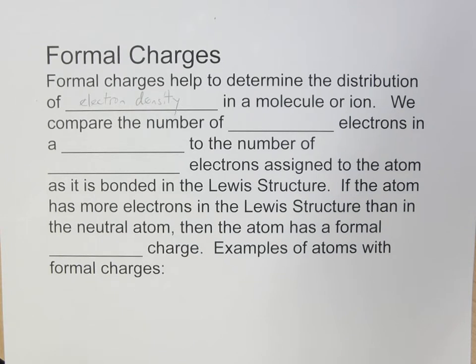So wherever there's an excess of electrons, you're going to have a negative charge, and wherever there's a deficiency of electrons, you're going to have a positive charge. So this idea of formal charge is an accounting tool. Formal charges are not real charges, but it's an accounting tool to give us some kind of indication of whether there's going to be positive or negative charge accumulating on a particular atom in the molecule.